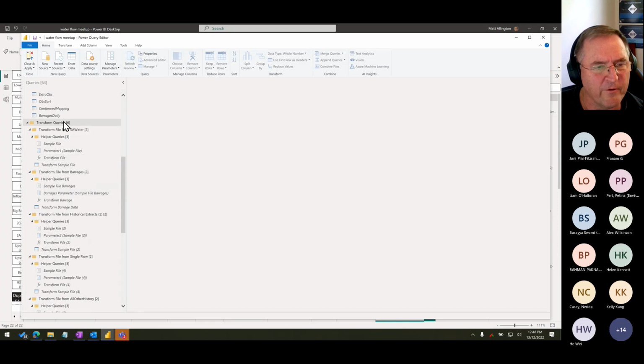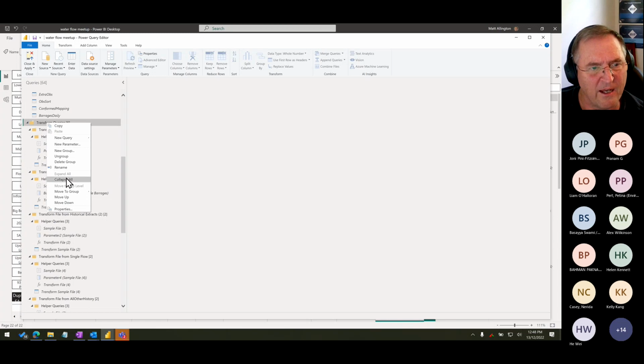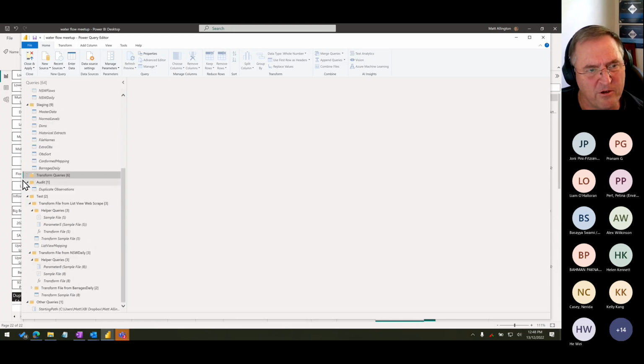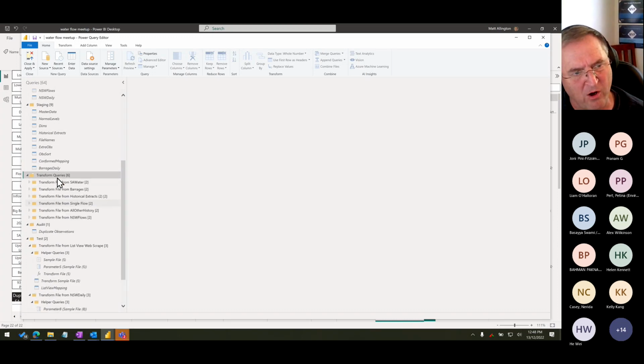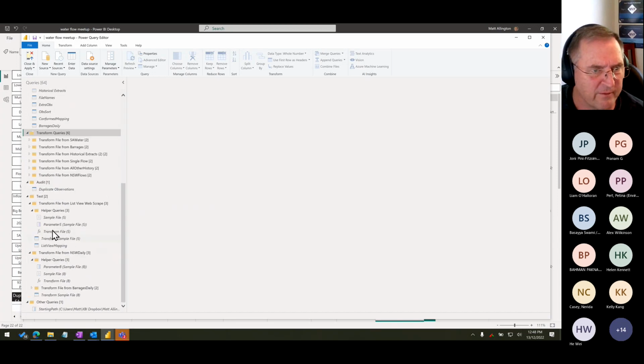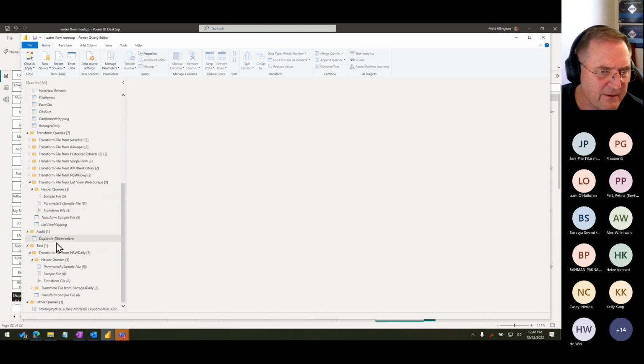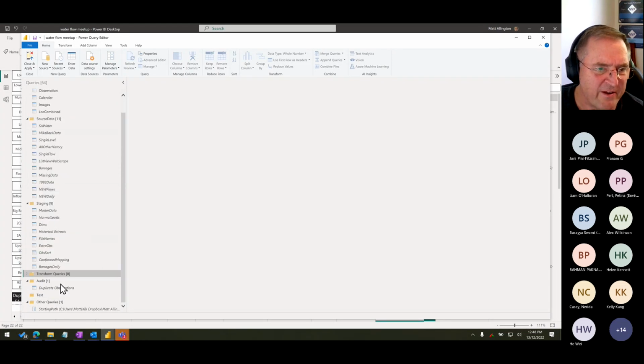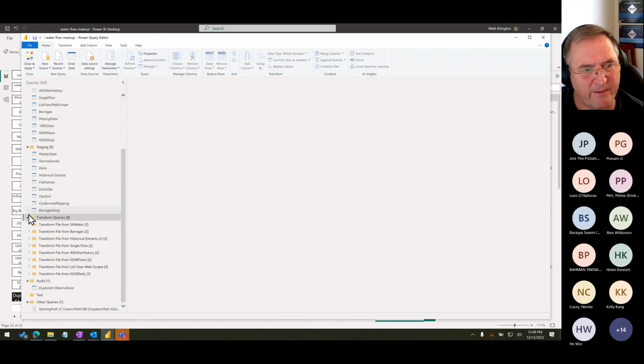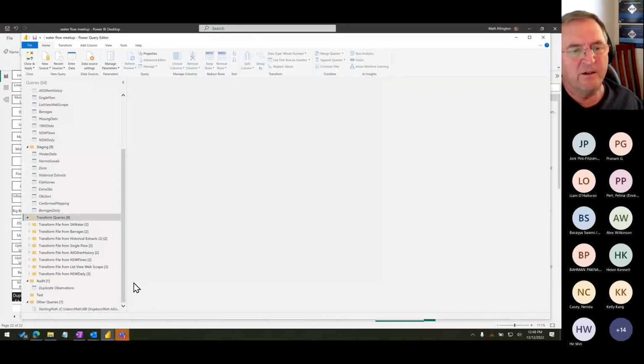I called mine transform queries, and then you can click on this top group, right click, and select collapse all. Once you do that, it collapses everything. And if I now expand this, they're all collapsed like this. I'll move these back up in here now. I just wanted to show you how to do that. So the point is, right click, collapse all by having a top level folder or group and collapsing everything. Then you can expand them and it's all nicely laid out on the screen.